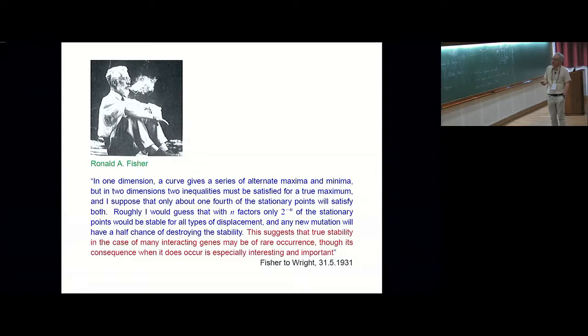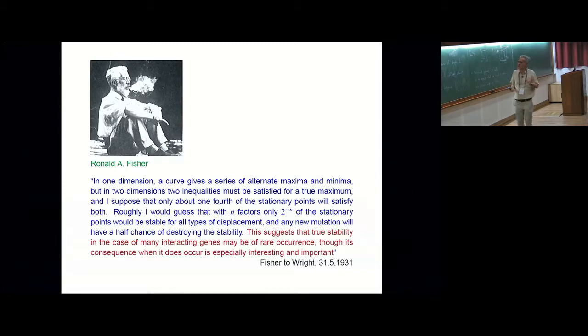He's giving the following argument. In one dimension, a curve gives a series of alternate maxima and minima. So if you have a one-dimensional curve, each maximum is followed by a minimum and so on. But in two dimensions, two inequalities must be satisfied for a true maximum, because the matrix of second derivatives has to have all negative eigenvalues. I suppose that only 1/4 of the stationary points will satisfy both. And so in high dimensions, I would guess roughly with n factors, so if the landscape is n-dimensional, only 2 to the minus n of the stationary points would be stable, and any new mutation will have half a chance of destroying the stability. So basically what he's saying is that random functions in high dimensions don't have many peaks.